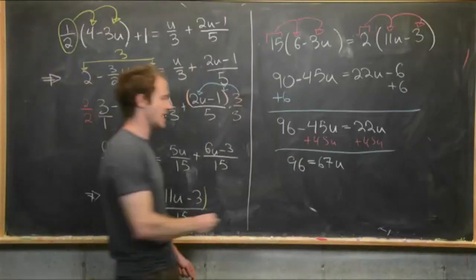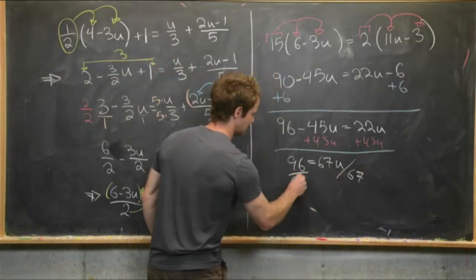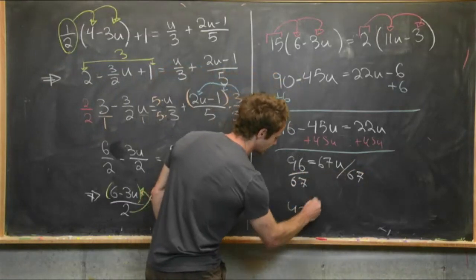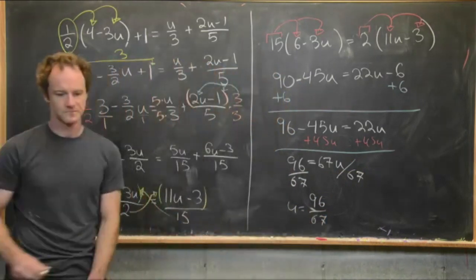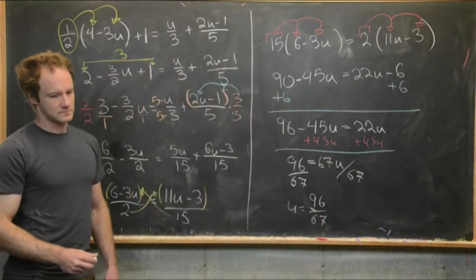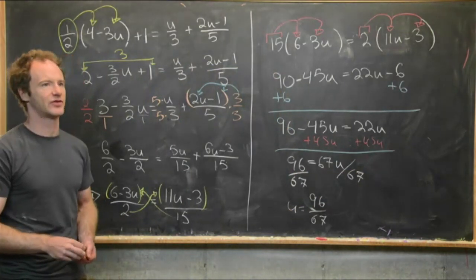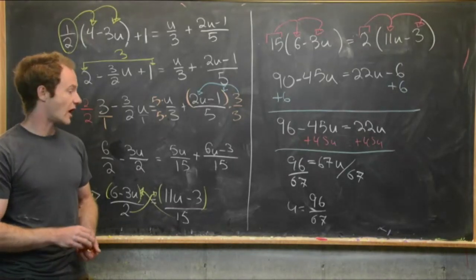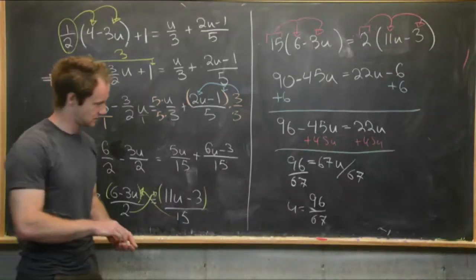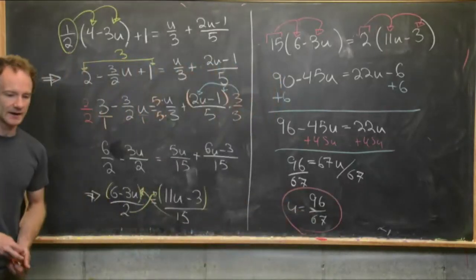Now we can divide both sides by 67, and we'll get u equals 96 over 67. And I think both of those are divisible by 3. Wait, no. Never mind. No, I think that's in lowest terms. So that's where you would have to stop with that.